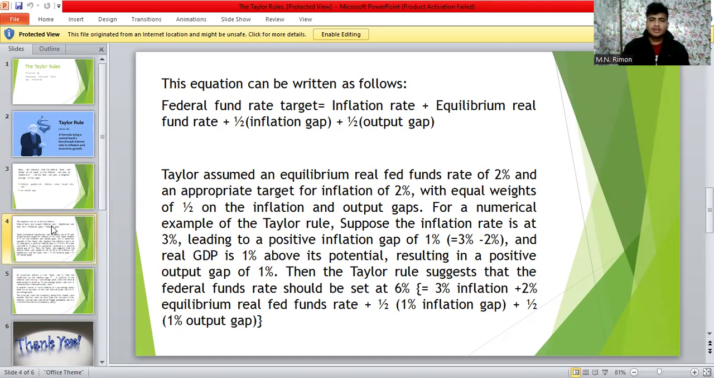So now we show this equation with a numerical example. Suppose the inflation rate is at 3%, leading to a positive inflation gap of 1%. And real GDP is 1% above its potential, resulting in a positive output gap of 1%. Then the Taylor rule suggests that the federal funds rate should be set at 6%.